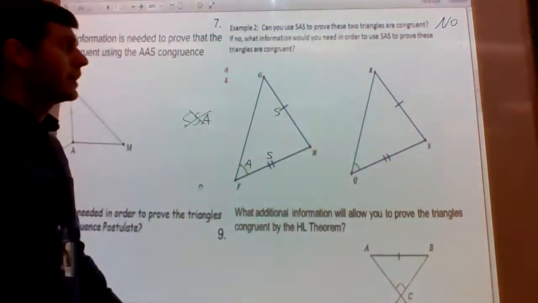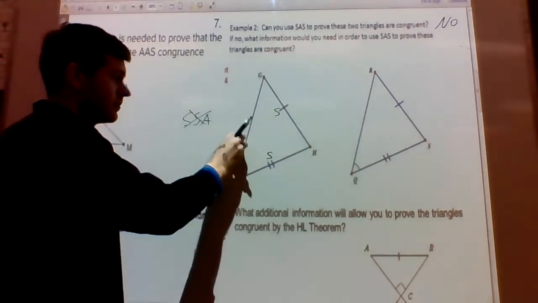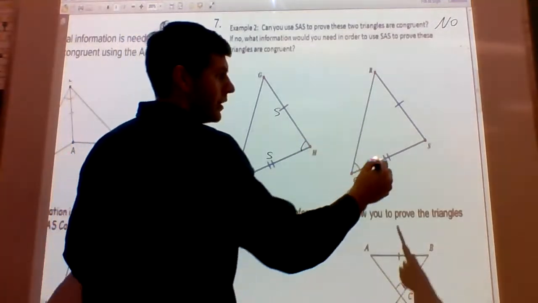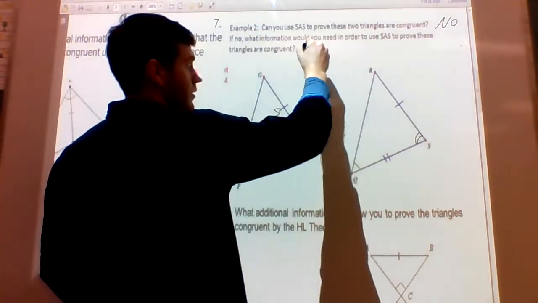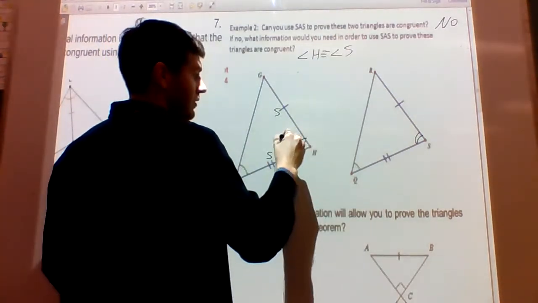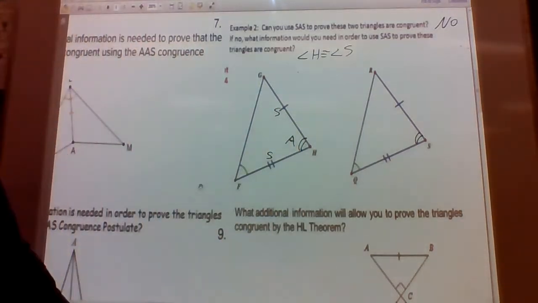Okay, the second question asks, if no, what information would you need in order to use side angle side to prove these triangles congruent? Well, we need the included angle. Okay. We need the angle between the two sides, which is going to be angle H and angle S. So we would need angle H to be congruent to angle S. Now we have side angle side.